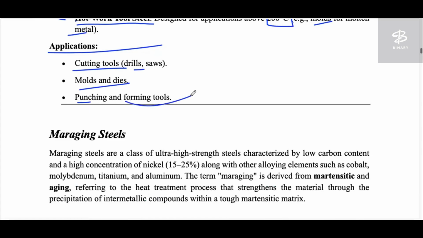Then the molds and dies that I discussed earlier, and the punching and forming tools. In punching, you have a sheet of material and you punch a die over it so that you get the desired shape, and the rest is going to be your waste material. But in the same working process, if your desired product is the rest of the sheet, and what you punched out is the waste, then it is known as blanking.